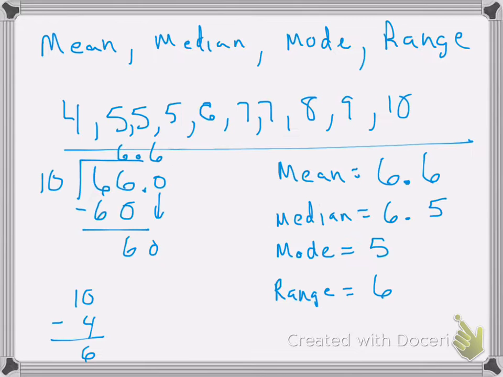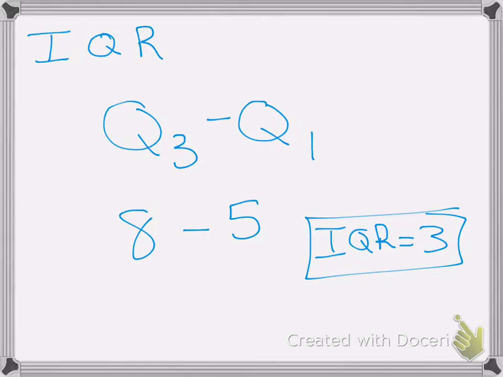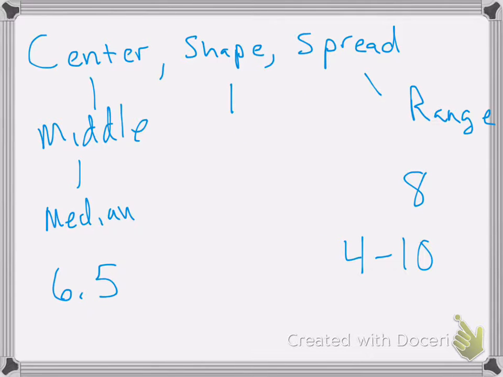Right? Oh, I got my range wrong. Range was 6, not 8. Something didn't sound right when I wrote that. So my range was 6, not 8. 4 to 10 does not give me 8. So 6, not 8. Now shape.